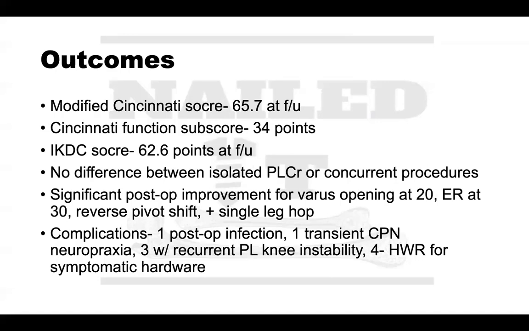The function subscore was around 34 points. The IKDC was at 62.6. So with those scores, they found no difference between the isolated reconstruction or the concurrent procedures. There was significant post-op improvement for varus opening at 20 degrees, external rotation at 30 degrees, the reverse pivot shift, as well as a single leg hop. There were some complications that they noted in this paper, one just being a post-op infection, 1 being a transient common peroneal nerve neuropraxia, 3 with recurrent posterolateral knee instability, and 4 for hardware removal due to symptomatic hardware.